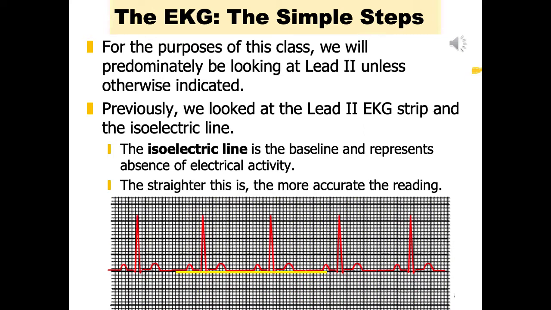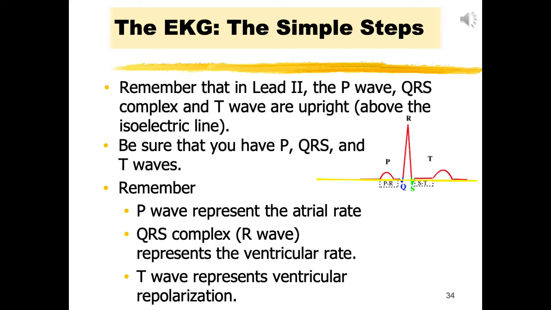The yellow line is showing the isoelectric line, and that is the baseline and represents the absence of electrical activity. The straighter this line is, the more accurate the EKG reading will be. In lead 2, everything should be above the isoelectric line. The P wave, the QRS complex, and the T wave are all upright. Be sure that you have P, QRS, and T waves in each complex.